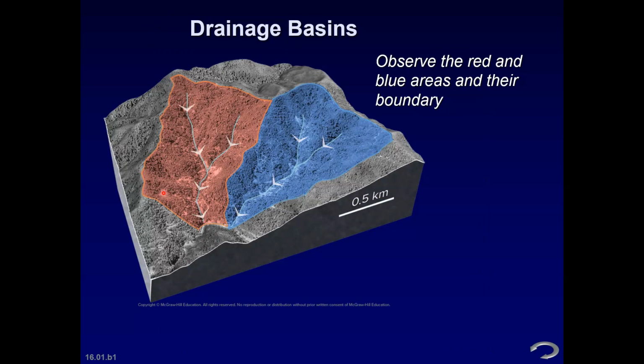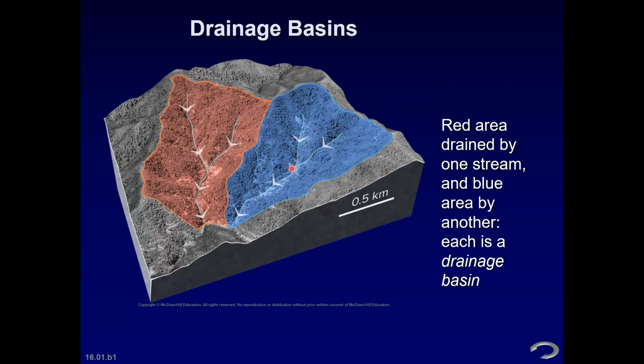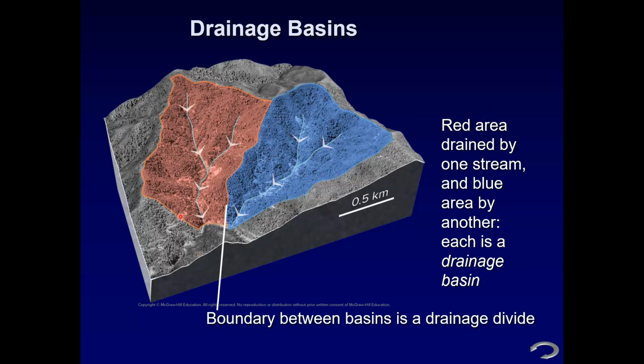And this is meant to just show you the difference in drainage basins. So you can see the red and blue areas and their boundary. This is one drainage basin, and this is an entirely separate one. So the red area is drained by one stream, and the blue area is drained by another. Again, each of those is a drainage basin. And here's our drainage divide between the two.